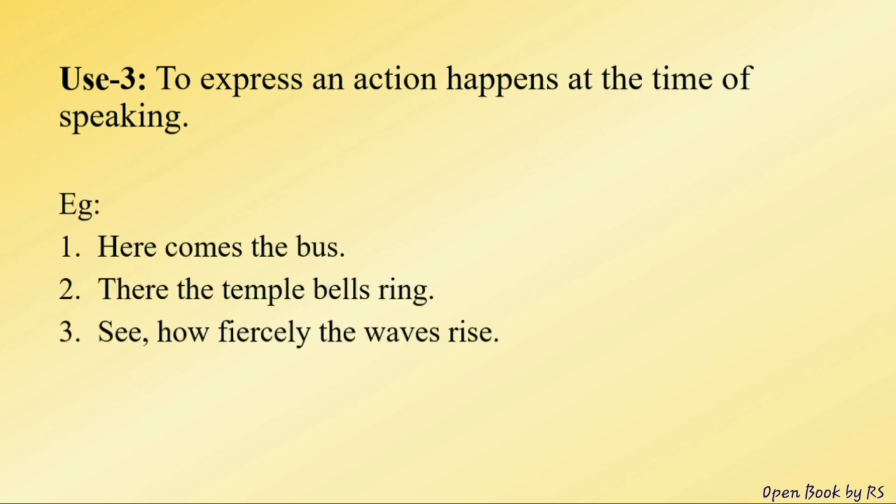Here comes the bus. Suppose we are waiting for the bus, then the bus appears there. Then we may use this sort of sentence: Here comes the bus. Of course, we can say the bus is coming, but that is different. Here the action happens just as you observe it. There the temple bells ring. So suddenly you hear the ringing of bells. There the temple bells ring. Like that you have to use it.